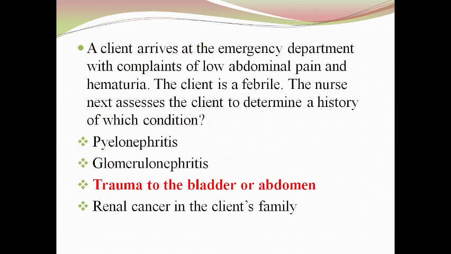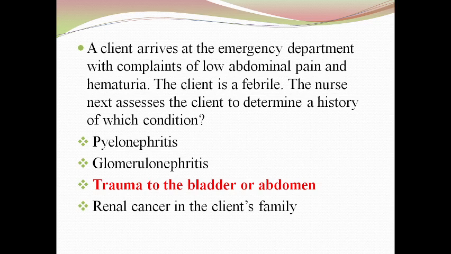Next question. A client arrives at the emergency department complaining of lower abdominal pain and hematuria. The client is afebrile. The nurse next assesses the client to determine the history of which condition? So the patient is having lower abdominal pain, hematuria and fever.